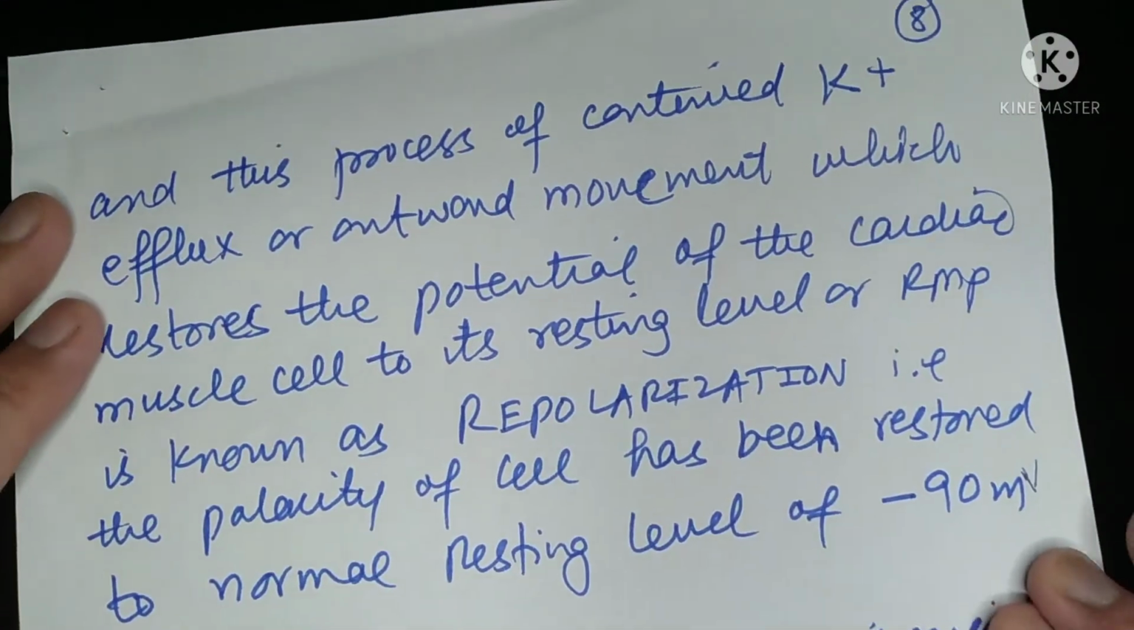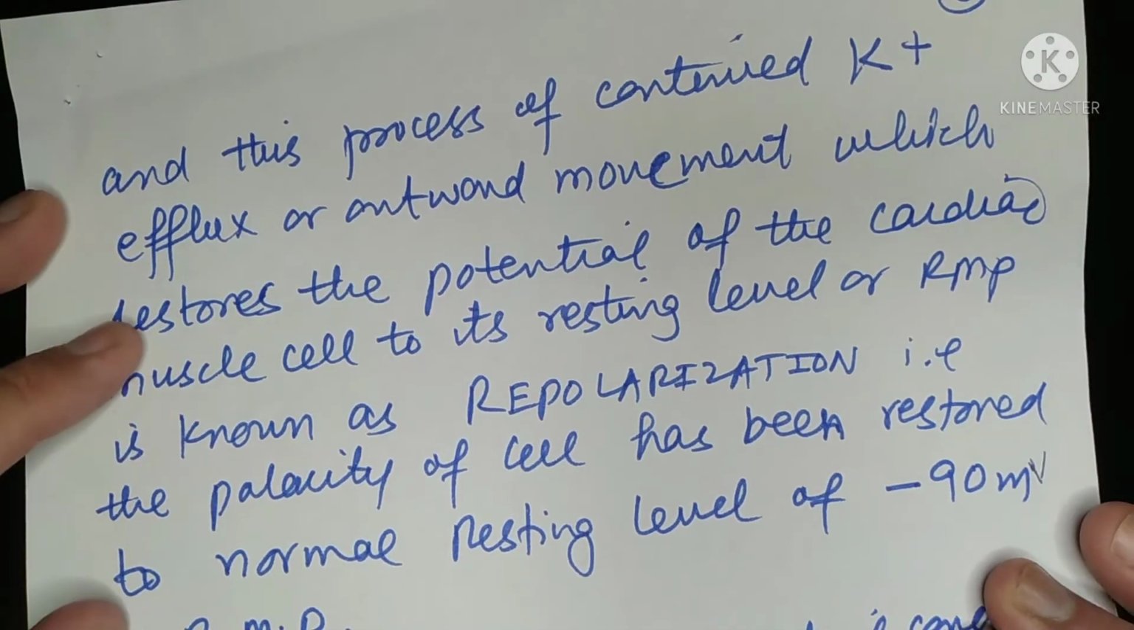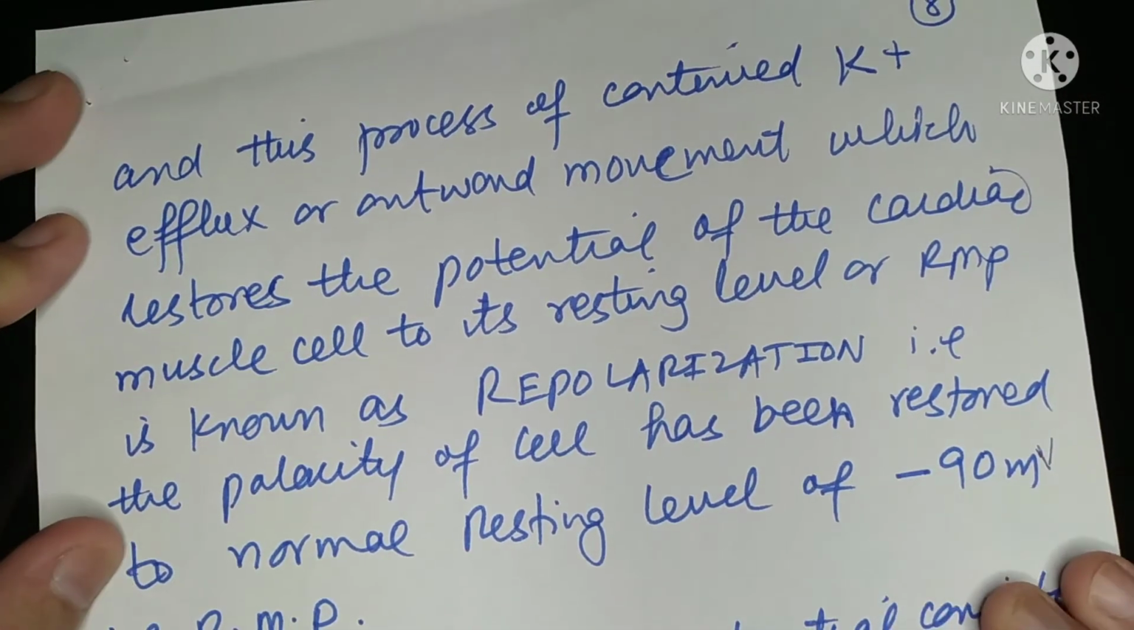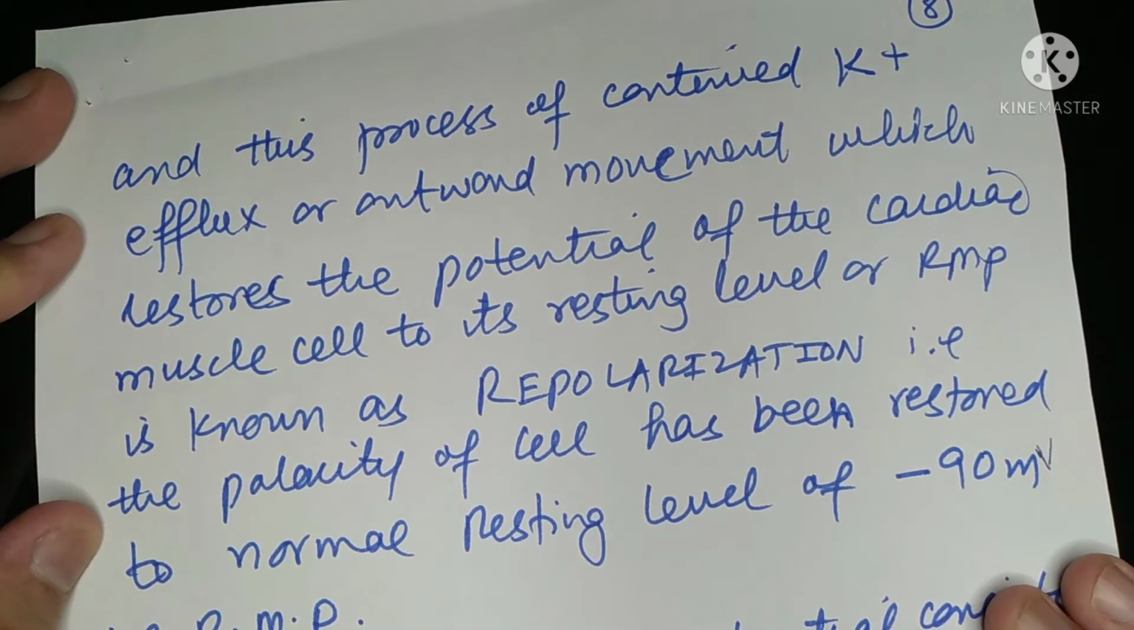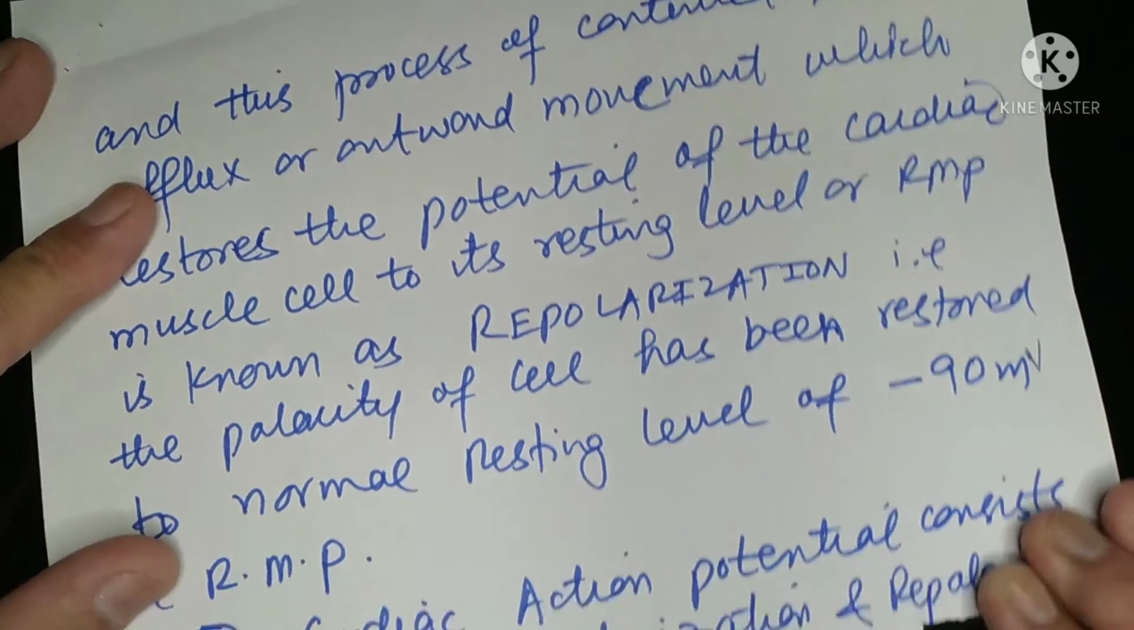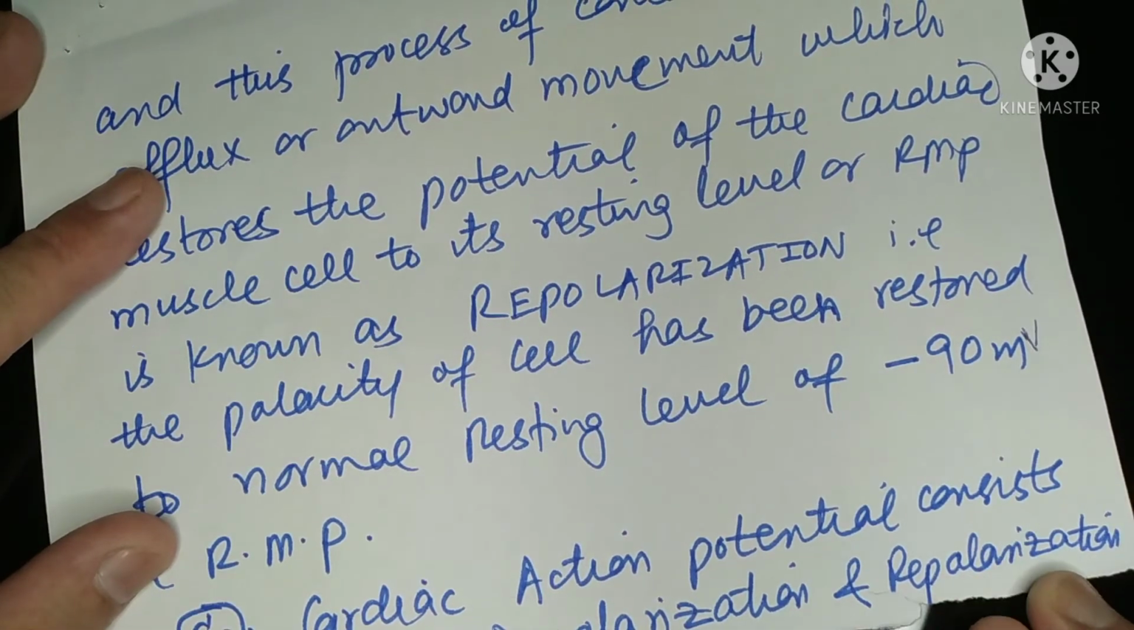We can see that this process of continued potassium efflux or outward movement, which restores the potential of the cardiac muscle cell or cardiac myocyte to its resting level, is known as repolarization. That is, the polarity of the cell has been restored to the normal resting level of -90 millivolt or resting membrane potential. Cardiac action potential consists of both depolarization and repolarization.